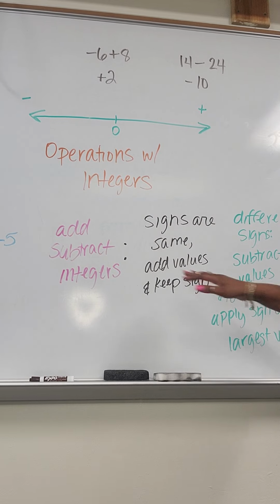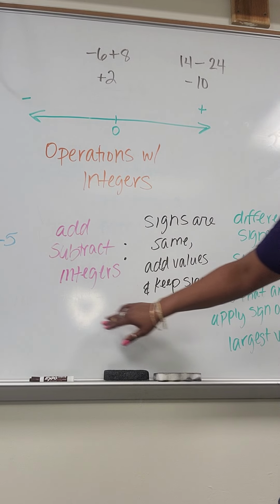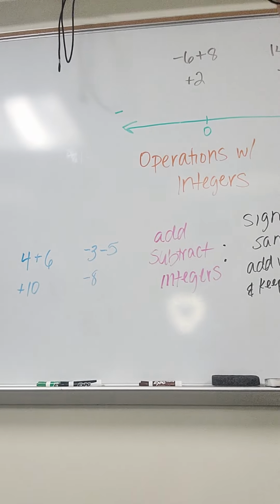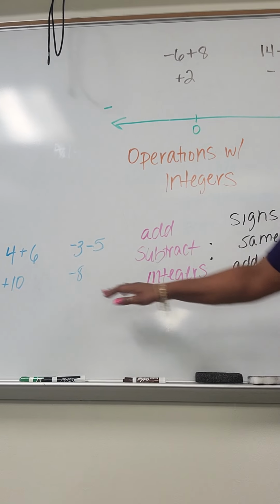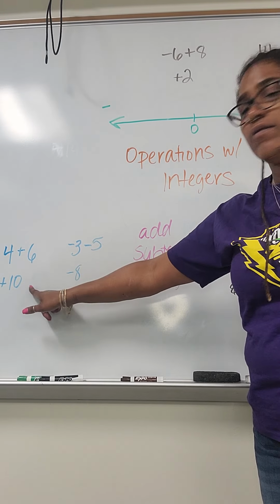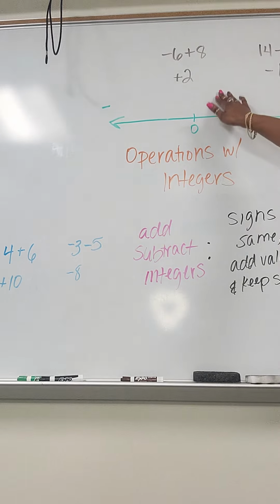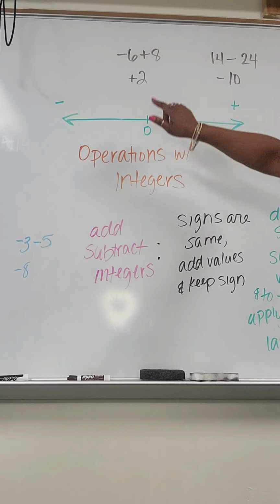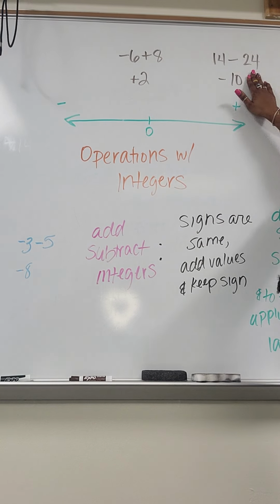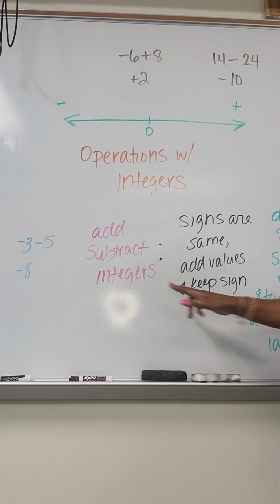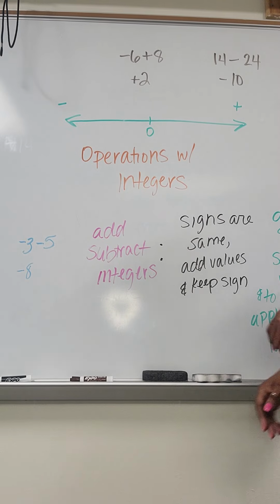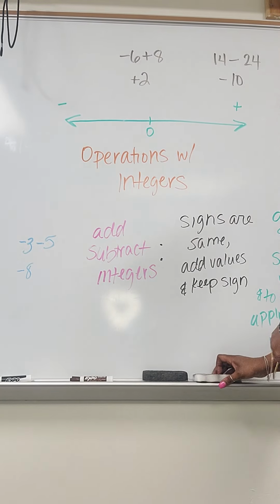So that is adding and subtracting integers, right? Again, if the signs are the same, we're going to add our values and apply whatever sign the values have. If our signs are the same, we add the values, keep the sign, right? If the signs of our values are different, we subtract our values, and the difference gets the sign of the largest number. That is for adding and subtracting integers only. Now let's talk about multiplying and dividing integers.